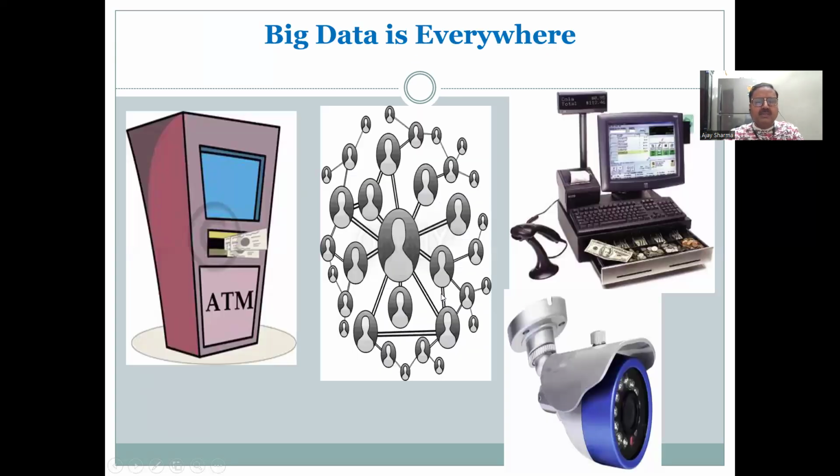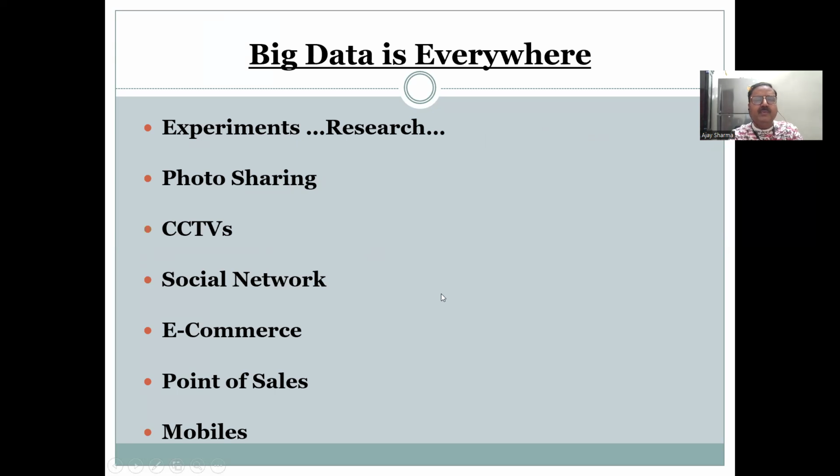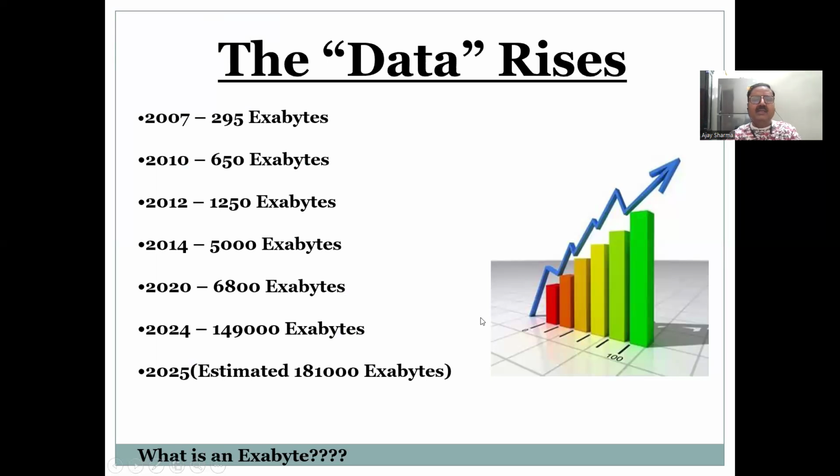Okay, so this big data is everywhere. It's coming from experiments, from research, from photo sharing, from CCTVs, social networking sites, e-commerce sites, the point of sale terminals. This point of sale terminal is like whenever you go to some store, some shopping mart, you insert your debit or credit card somewhere. That particular point where you are inserting your debit or credit card for payment is known as a point of sale terminal. Now this data has been rising exponentially over the years.